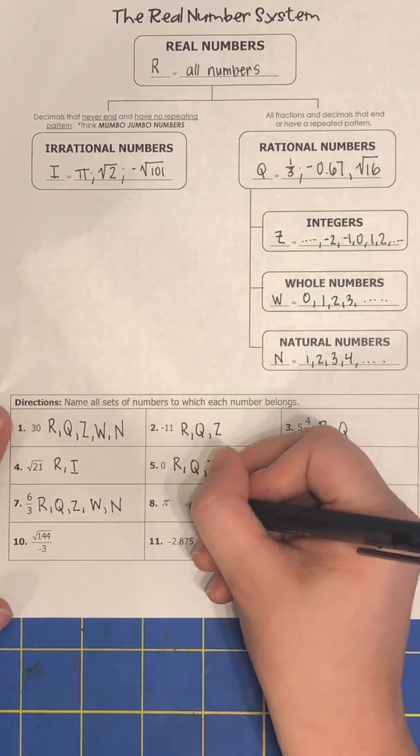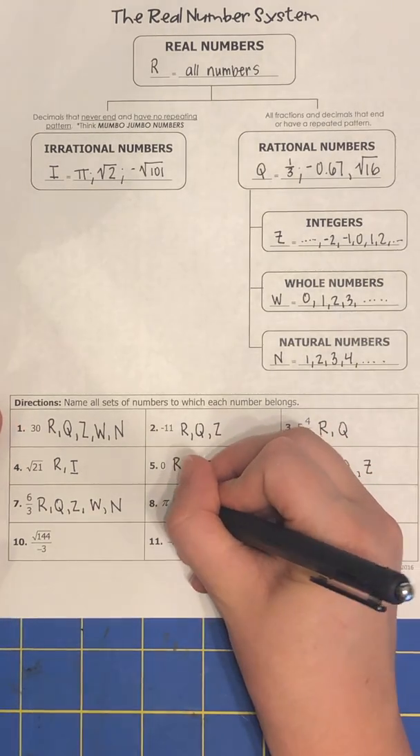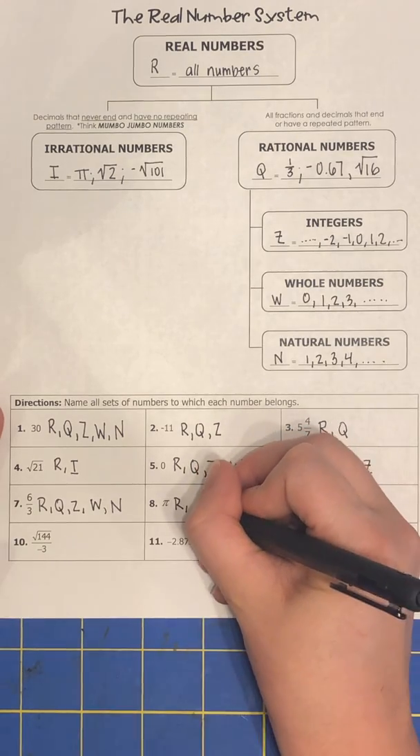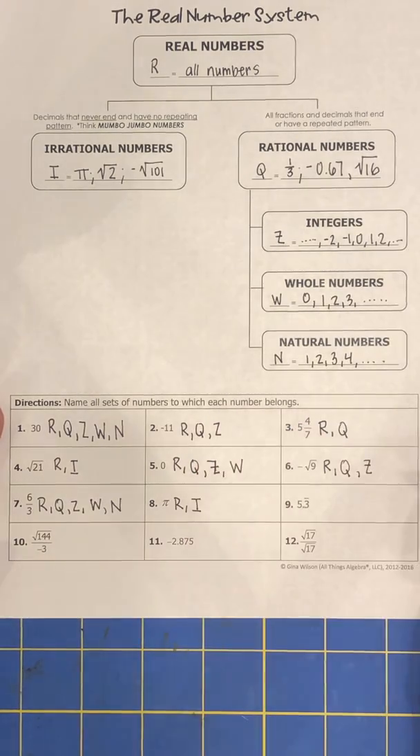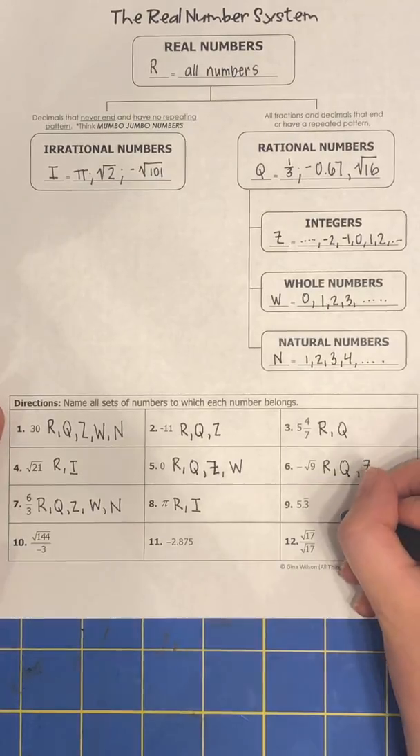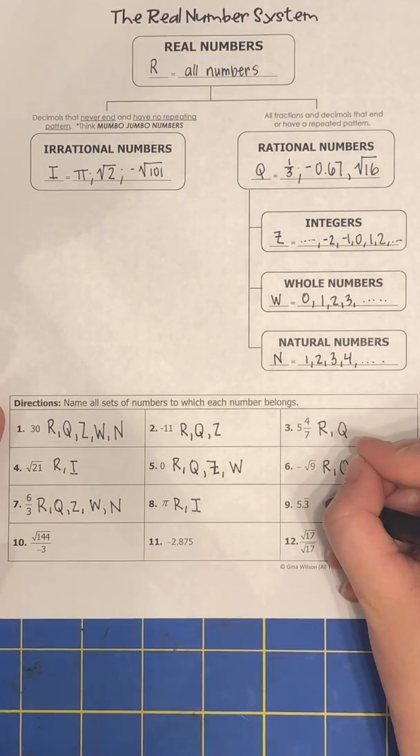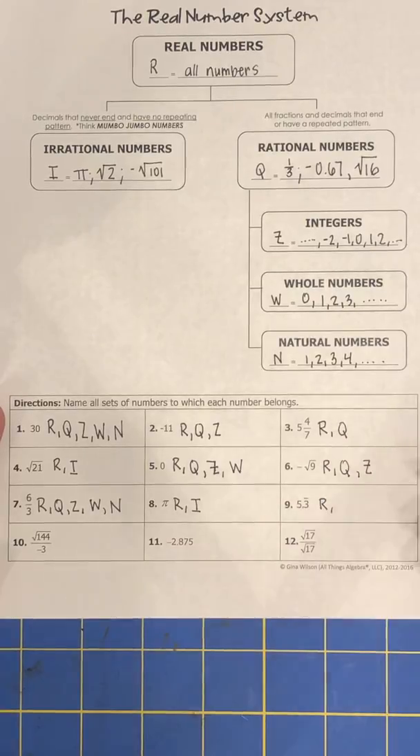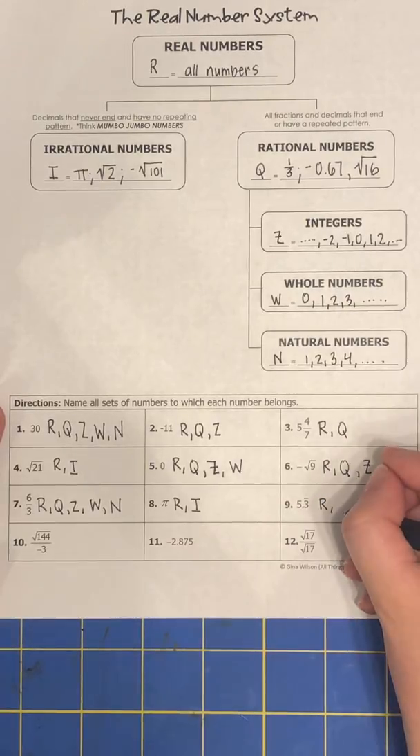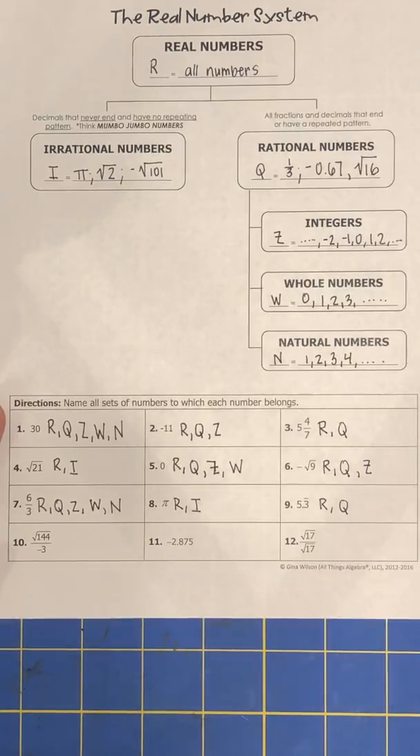All right, number 8 is the symbol for pi. So I know that this is a real number, and I also know because there's no repeating pattern with the decimal that it is irrational. All right, 5 and 3/10 repeating. I know that this again is a real number, and because it is a decimal that is a repeating decimal, I also know that it is a rational number. It's not an integer, a whole number, or a natural number.